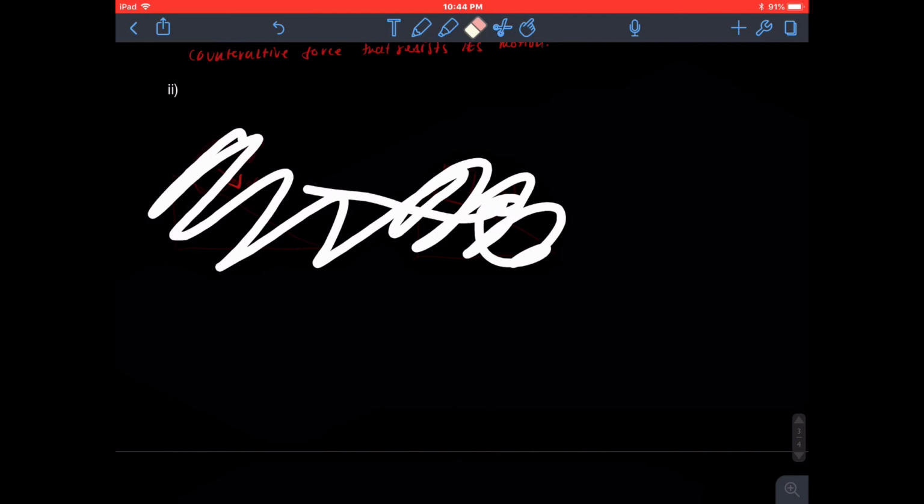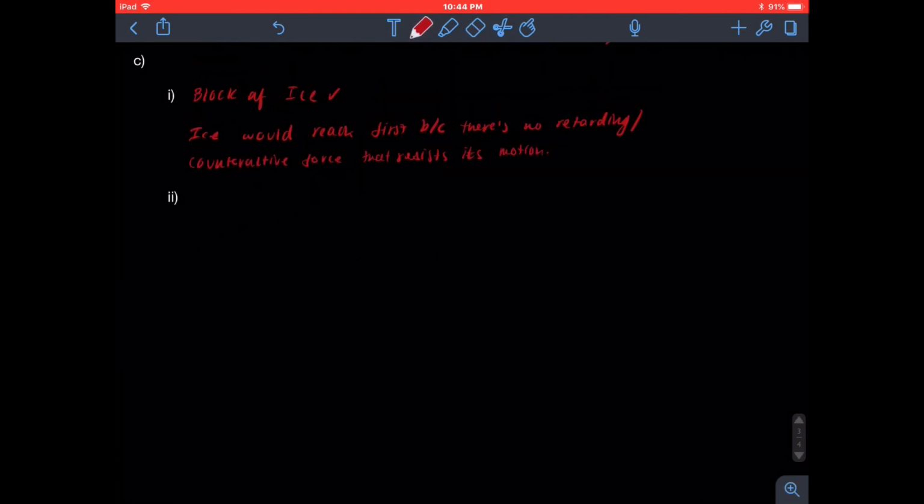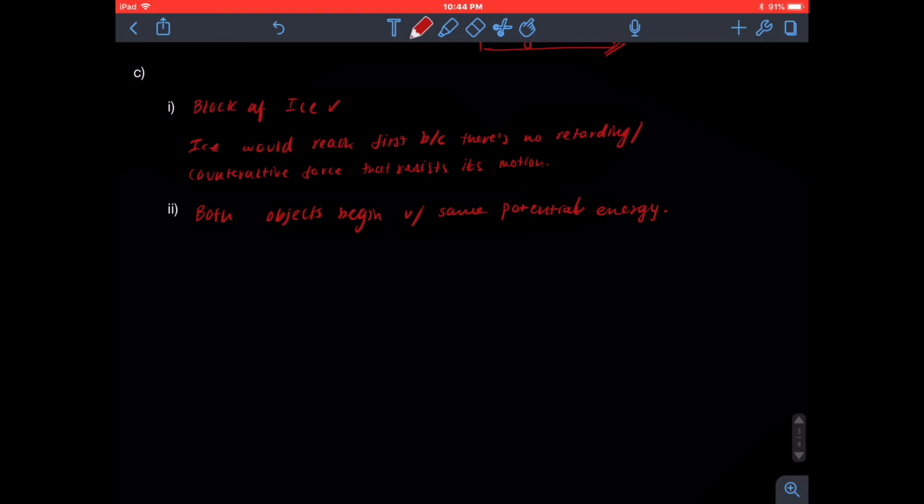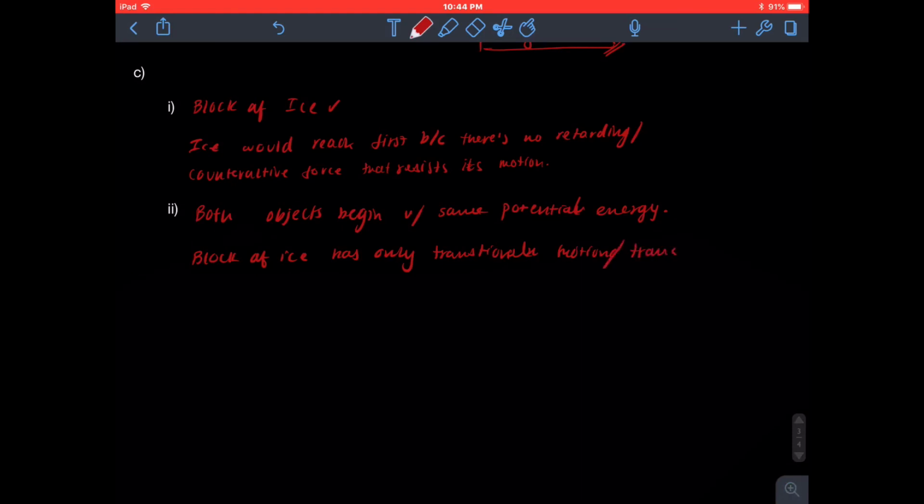So let's put those into words in as few words as possible. Okay, I'm going to start with: both objects begin with the same potential energy. Okay, so that's one sentence. A block of ice has only translational motion/translational kinetic energy.